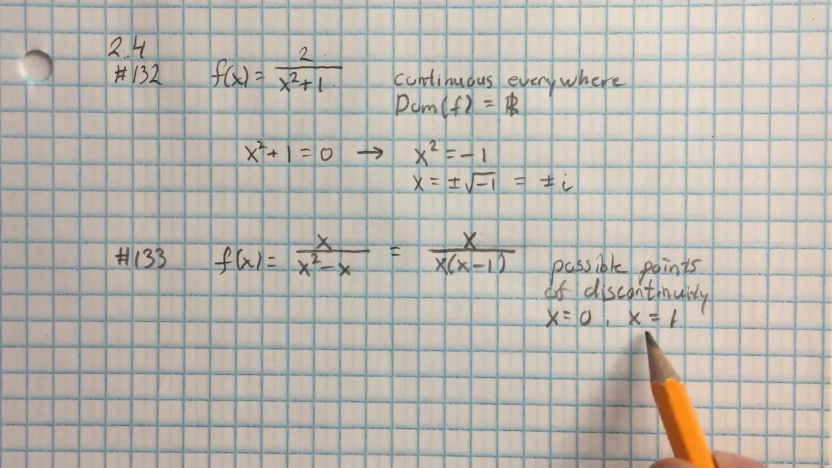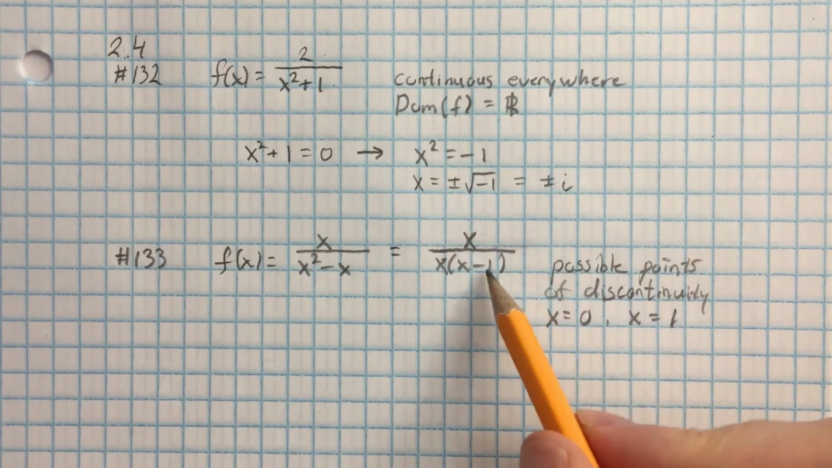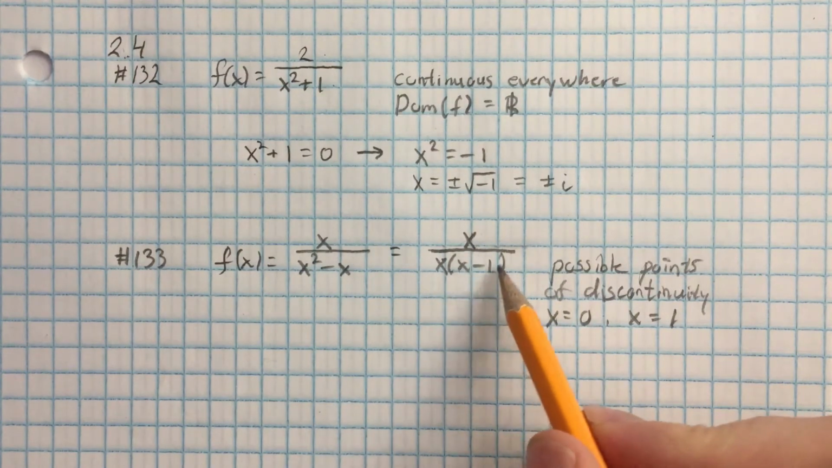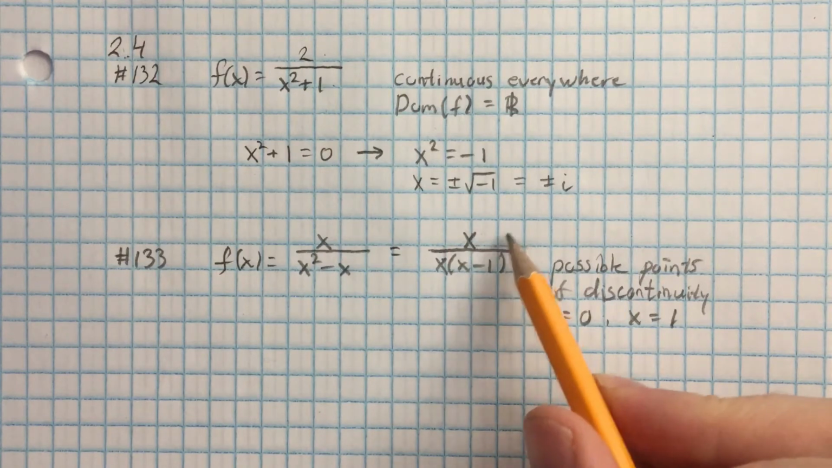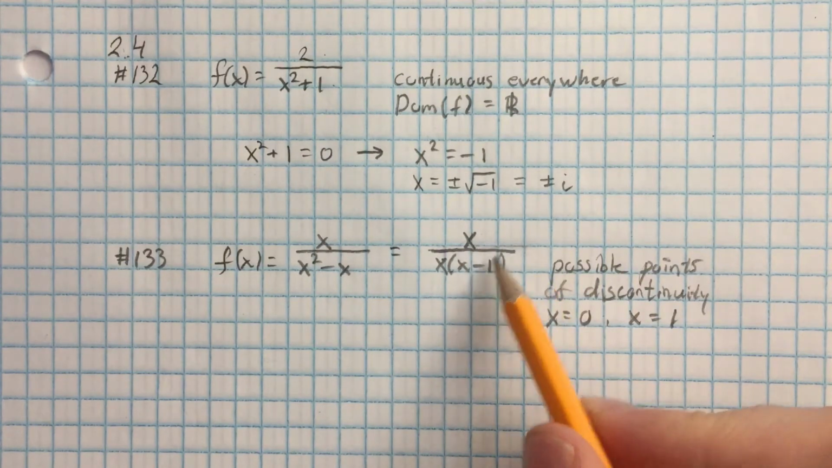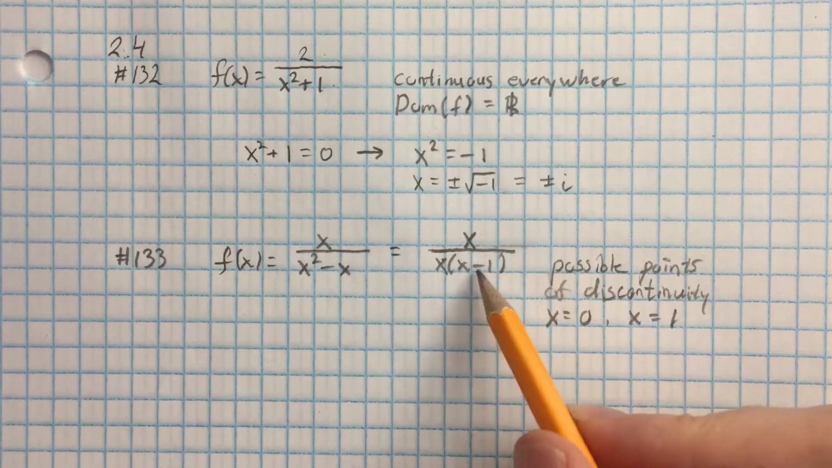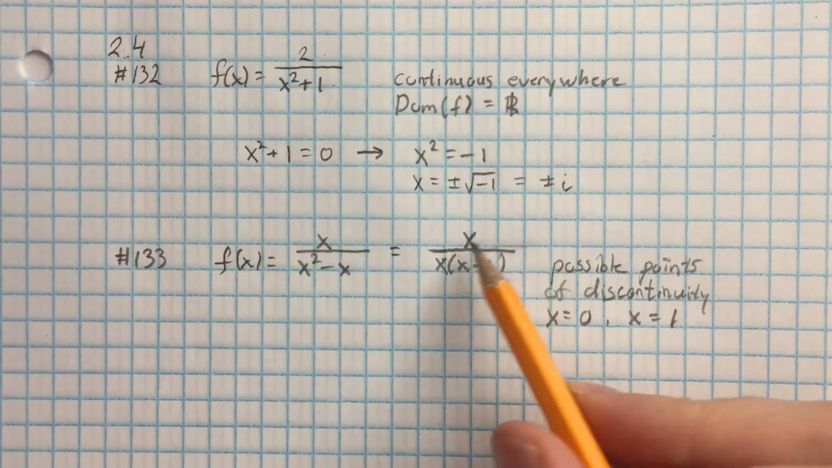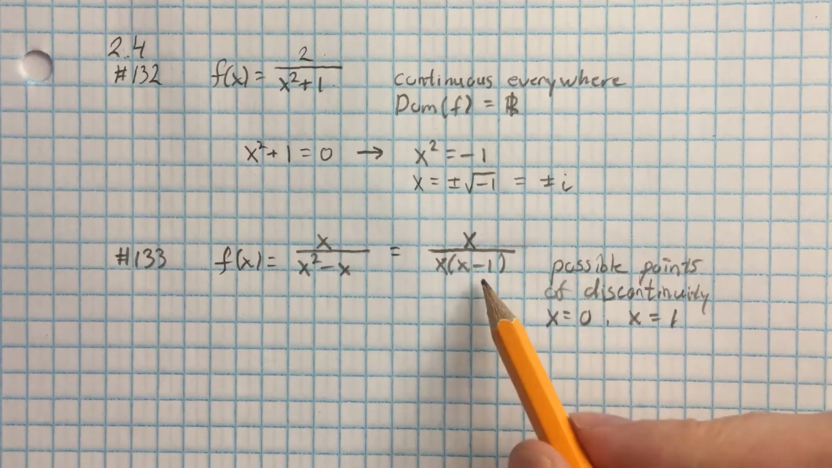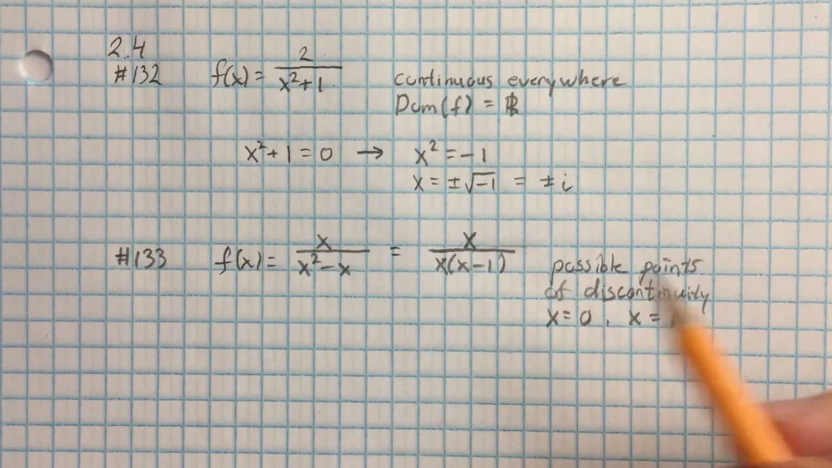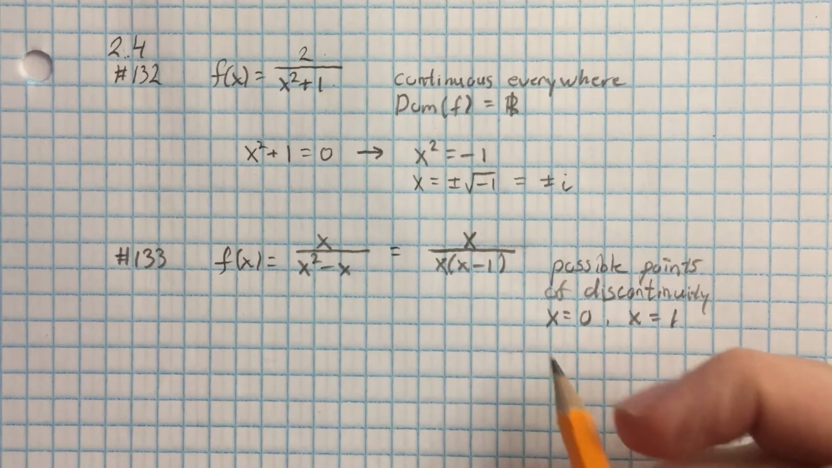The 1 value, though, is causing an infinite discontinuity. The factor x minus 1 is not removable; it does not have a partner up here to cancel with. Therefore, for a rational function like this, it's going to be an infinite discontinuity, but we'll show that as well. Let's go through both of these.